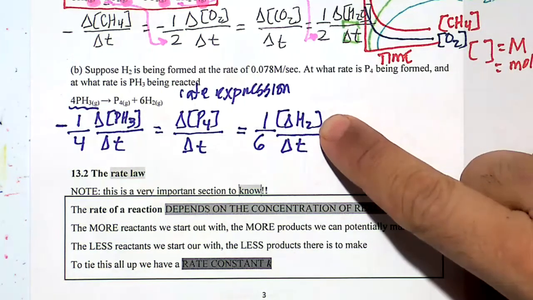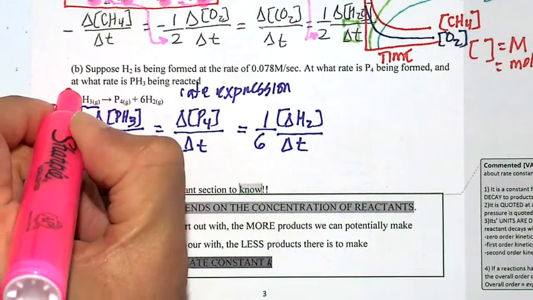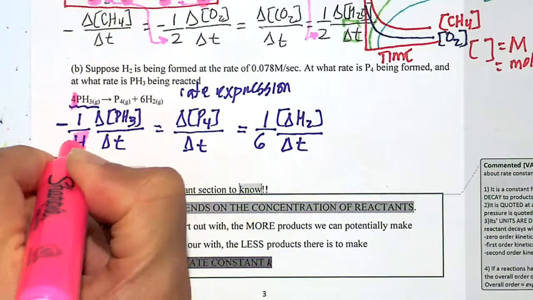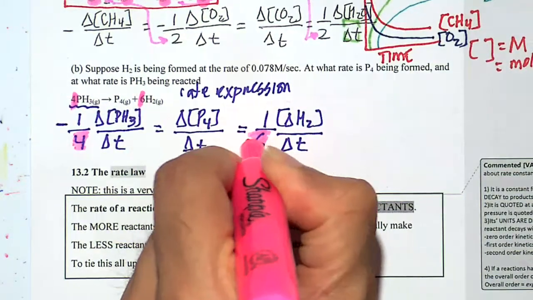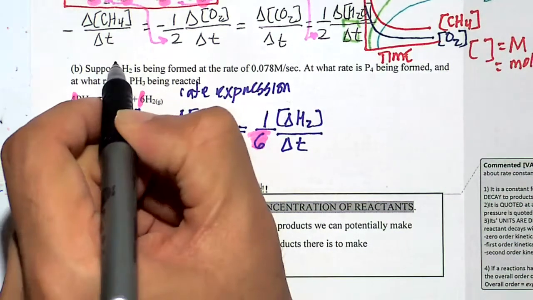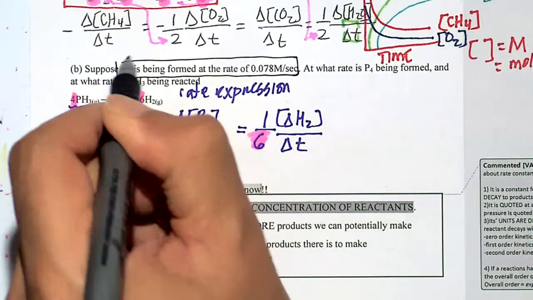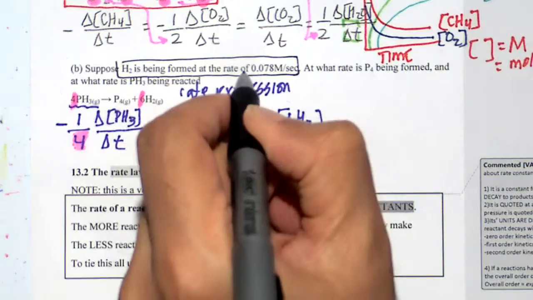This is a rate. Over time is a rate. How fast? Again, why minus 1/4? Because of the 4 here. And why 1/6? Because of the 6 here. This problem tells us H2 is being formed at this rate. Okay, molar over seconds. Think of this as miles per hour. But in chemistry, it's molar over second. And that is H2, so we're going to put that here.